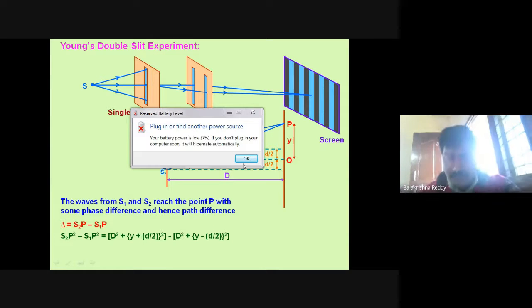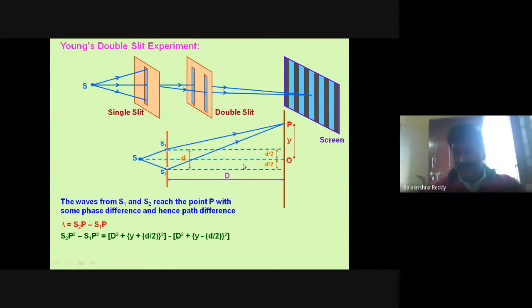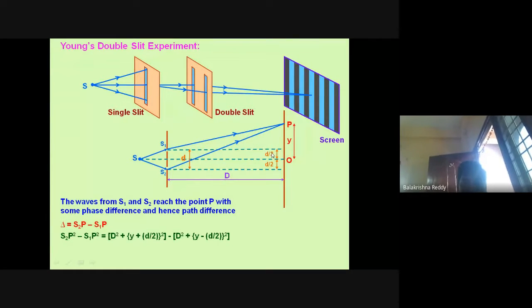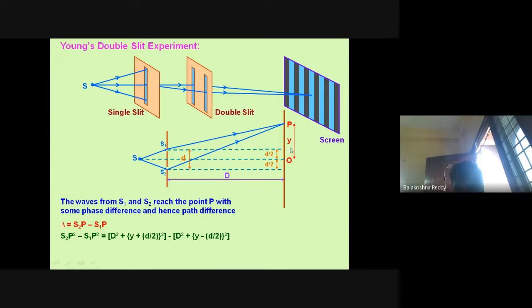So up to O, when you are taking O to P, you can see this distance is taken as y, and this is a d by 2 distance, right? If I take S1P, up to this point I wanted the distance, in the sense I should write y minus d by 2. So this gives the S1P distance. This S1P is a hypotenuse, this is a perpendicular side, this is a base.